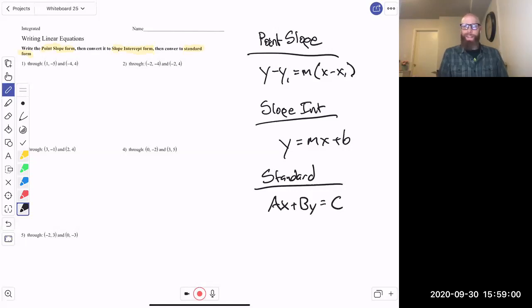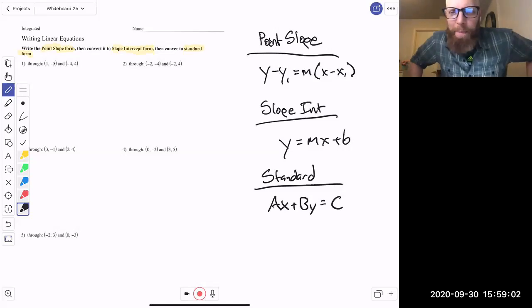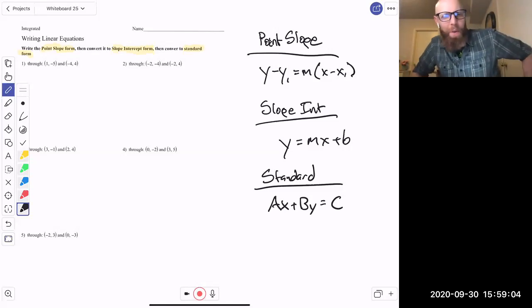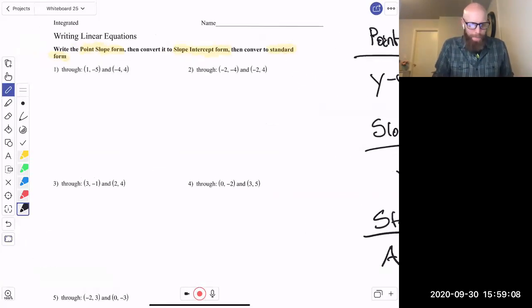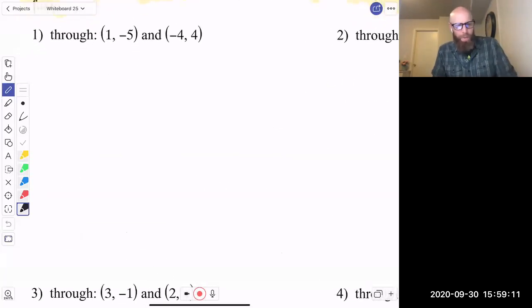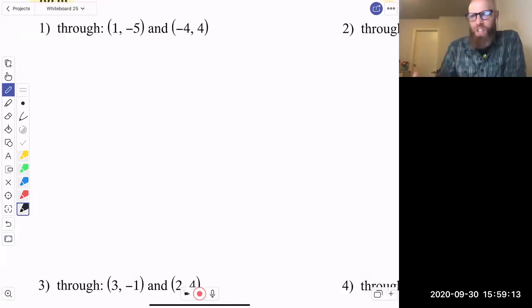All right, let's get it there. Let's do this. Ready? We're just going to work through some of these problems and get these things knocked out. All right, through these 2 points. We're going straight for the jugular, and we're going to have to find it all. So let's start with what we know.